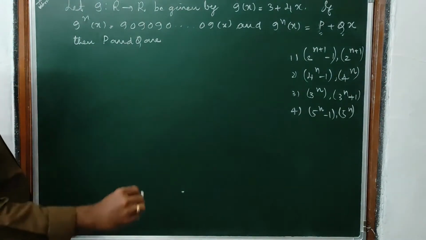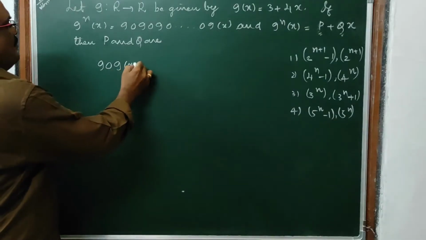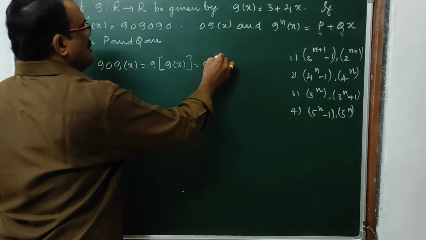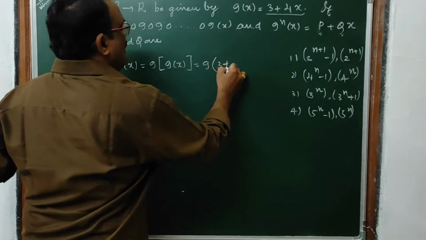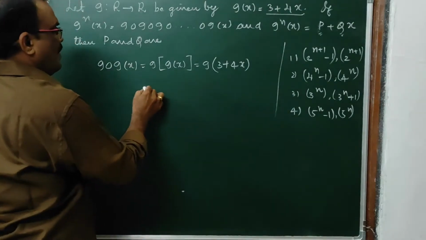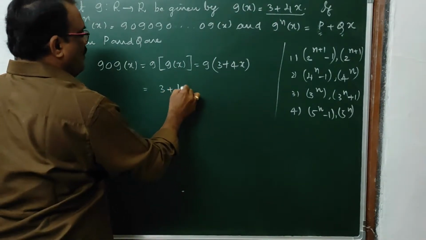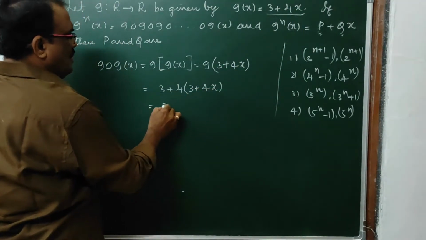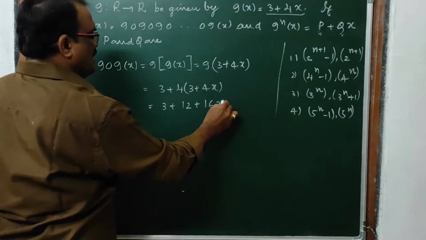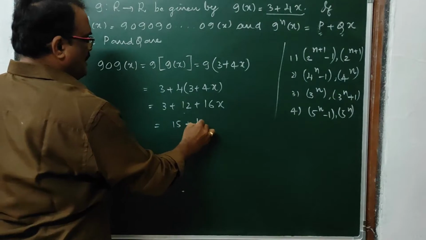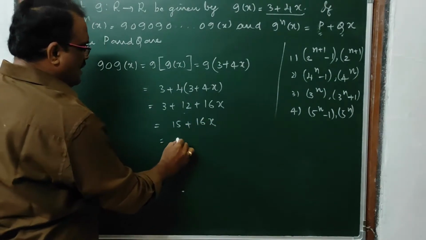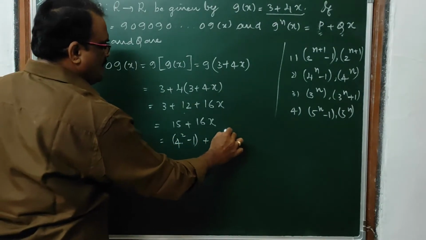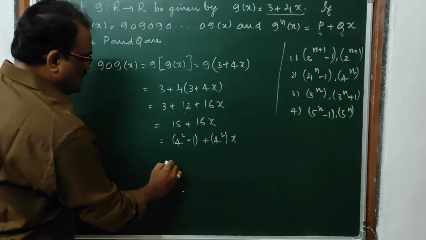So first I take g circle g of x, that is g of g of x. So g of, what is g of x? We have 3 plus 4x. Okay, here 3 plus 4, instead of x we have to substitute 3 plus 4x. So 3 plus 12 plus 16x, that is 15 plus 16x. 15 can be written as 4 square minus 1. 4 square is 16, minus 1. This is 4 square x. So that is p plus qx.